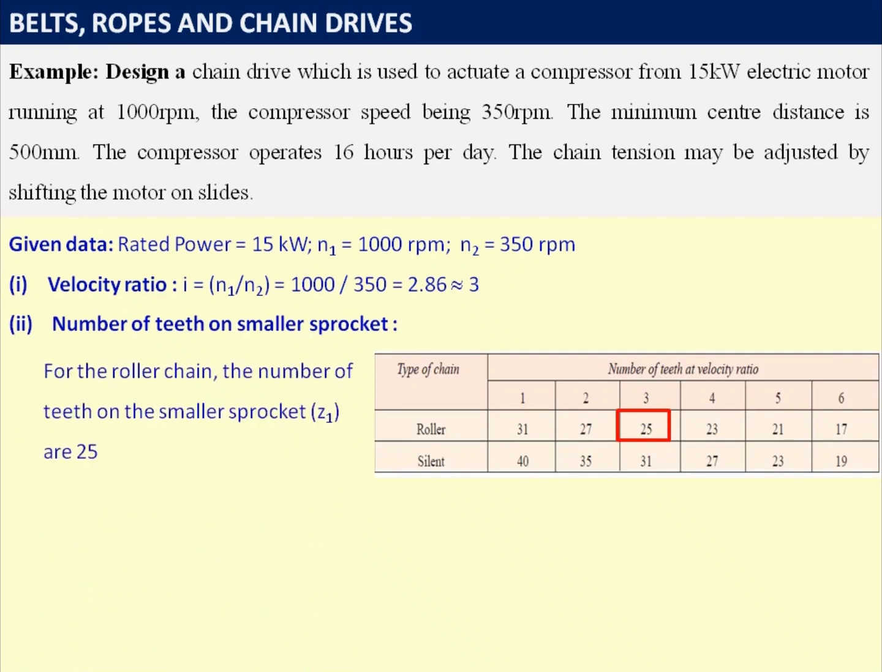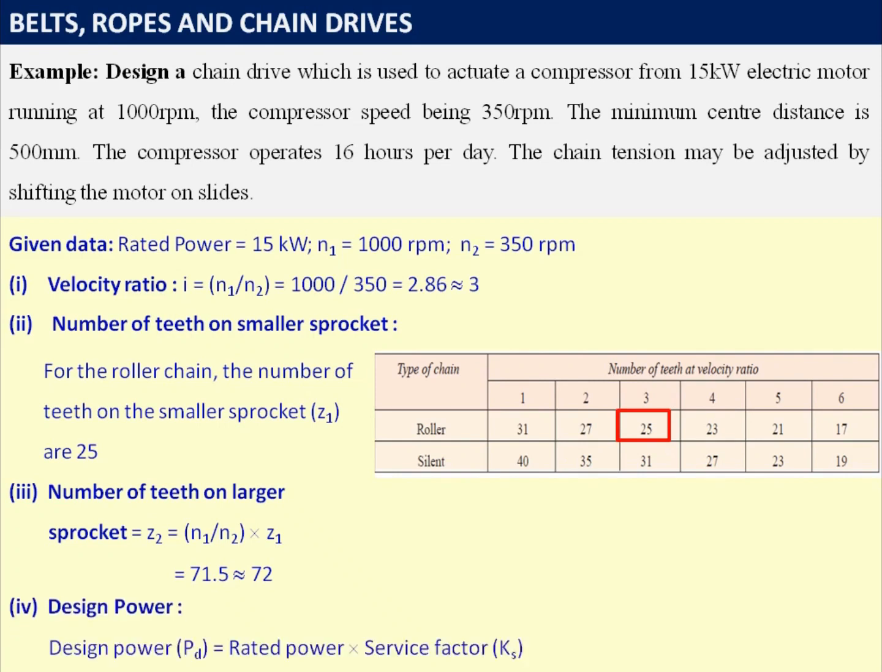For the roller chain, the number of teeth on the smaller sprocket Z1 is 25. As we have a velocity ratio of 3 and we are using a roller chain, the corresponding number of teeth on the smaller sprocket is 25. Therefore Z1 equals 25. Therefore the number of teeth on the larger sprocket Z2 equals the velocity ratio multiplied by the number of teeth on the pinion. That gives us the value 1.5. Approximating it to the nearest whole number, we get the number of teeth on the larger sprocket as 72.